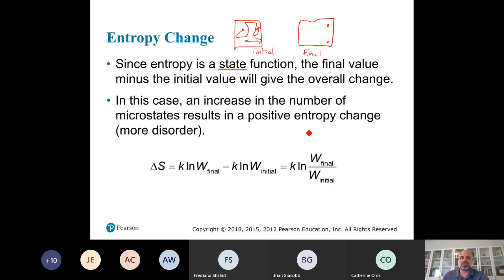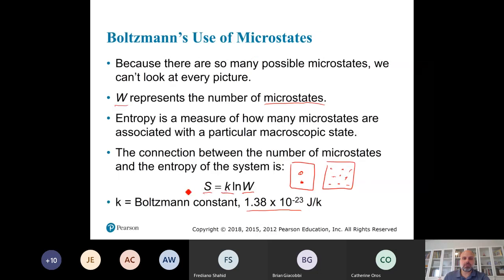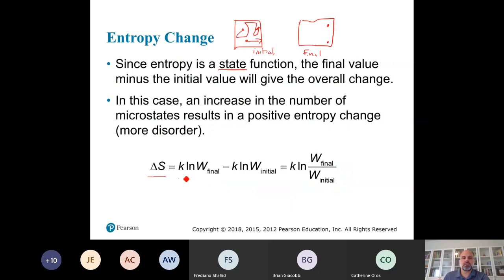So in this case, an increase in the number of microstates results in a positive entropy change, or more disorder, right? So when we think about a final minus initial, the natural progression is to end up with more disorder versus your initial state. And that gives you this equation right here, right? The change in entropy is related to this equation here, the entropy equation, the final minus the initial, and that's what you get for the overall entropy change.